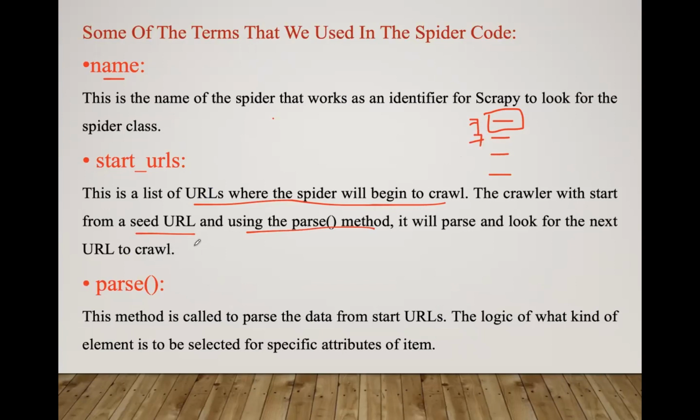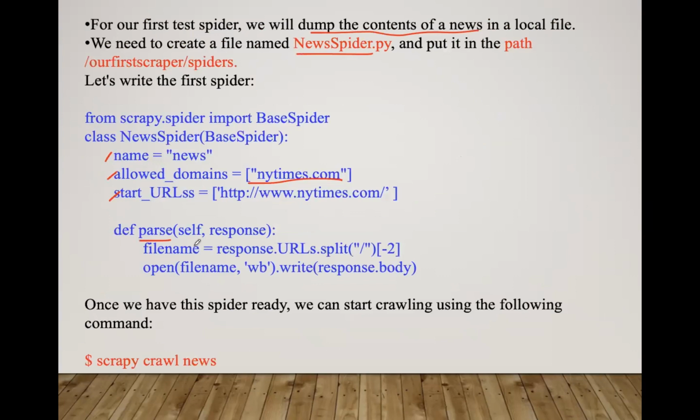And here, instead of just a single seed URL, we can even provide a list of URLs that can start the crawl. In this program, you can see there is only one URL, but instead of a single seed URL, you can even provide multiple URLs.